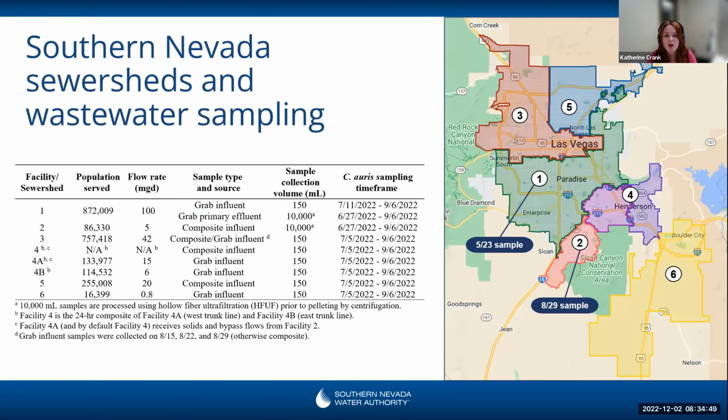Here's a little background on the Southern Nevada sewer sheds and our wastewater sampling program that's ongoing. We have a total of 6 sewer sheds served by a total of 6 facilities, and it has different divisions based on the source and type of wastewater that comes in.